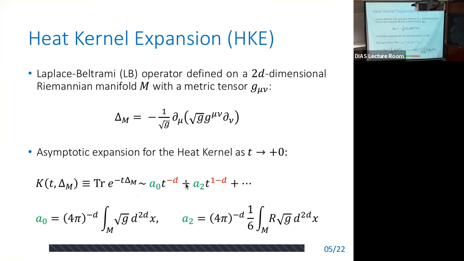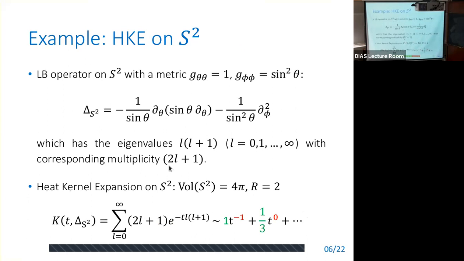We can give an example of this again using the unit sphere. For the LB operator on S2 with standard metric g theta theta equals 1 and g phi phi equals sine squared theta, you can write an explicit expression for this operator. And its eigenvalues are l(l+1), and each eigenvalue has a corresponding multiplicity 2l+1. And here l goes from 0 to infinity.